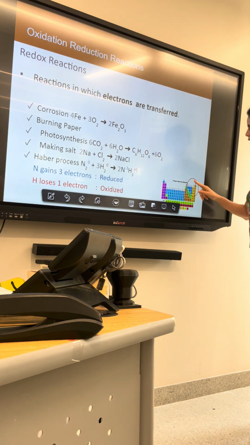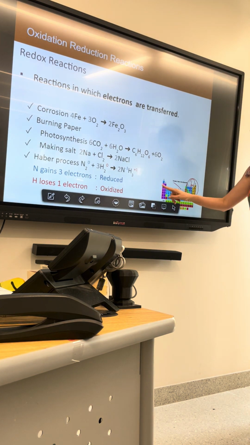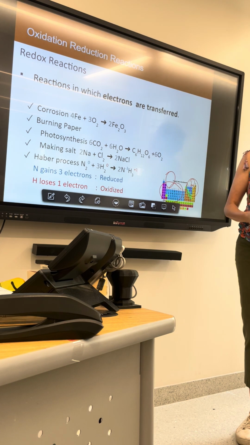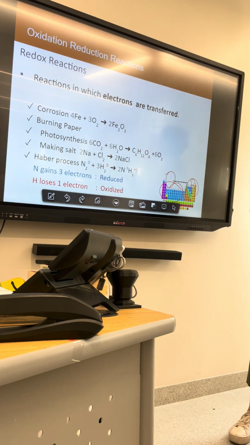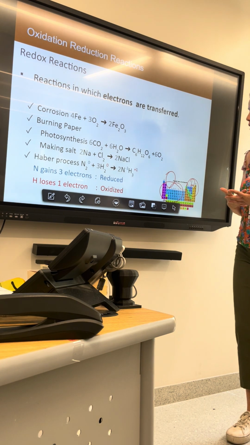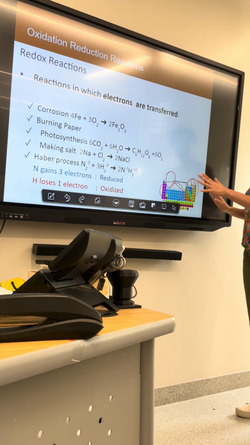All the ones over here, they tend to be reduced. All the ones over here, they tend to be oxidized. Metals tend to be oxidized. Non-metals tend to be reduced. Think of iron oxide, rust. Iron is oxidized. By whom? By oxygen. So I like to look at that.